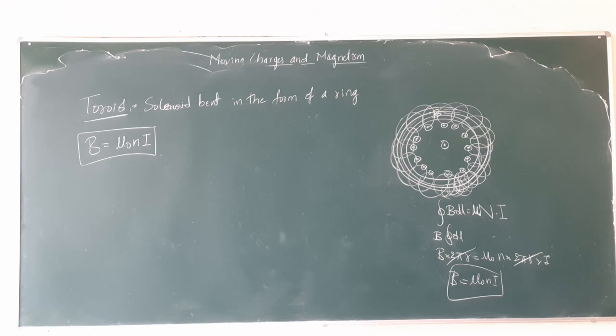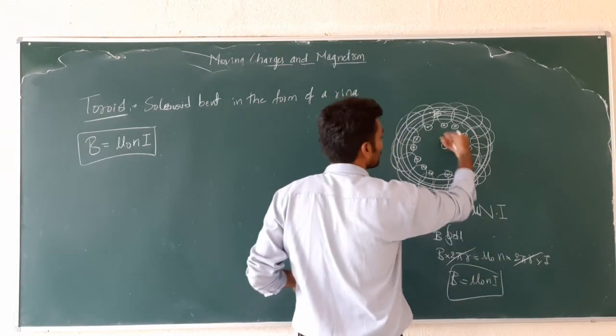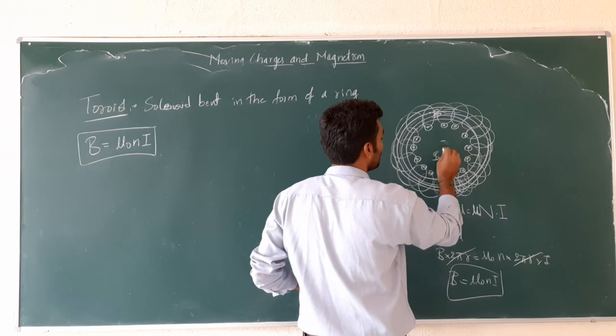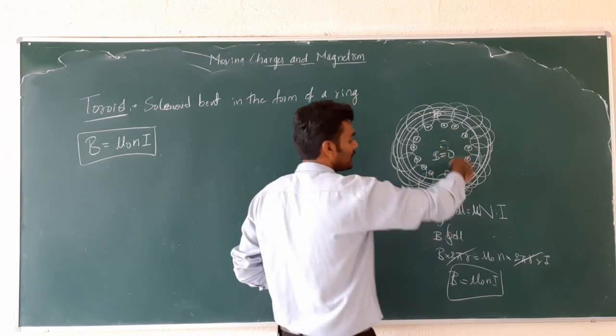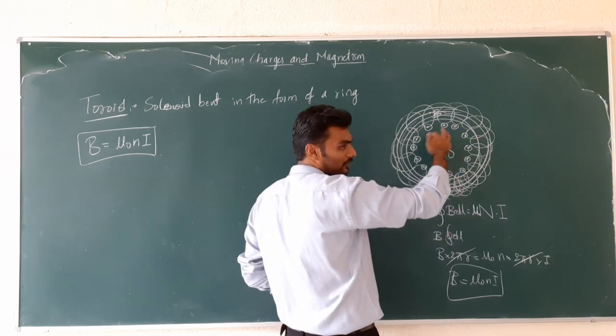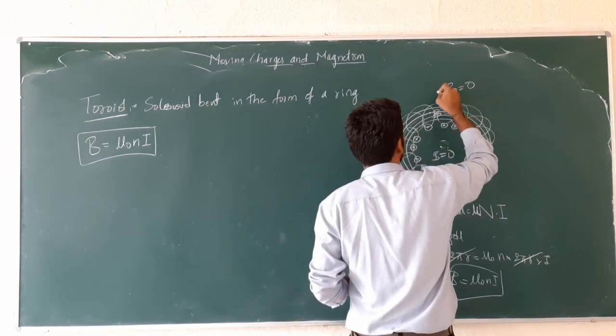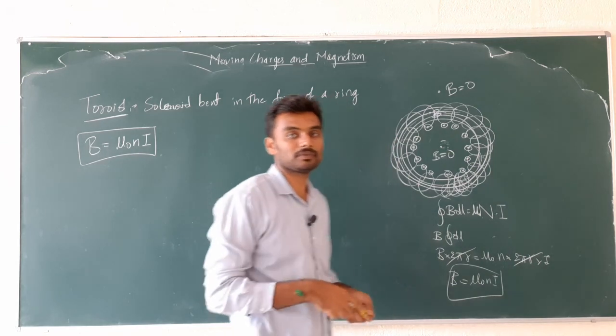So the question says, what is the magnetic field in the space interior of the toroid? In the space interior of the toroid, the magnetic field is 0. Even when you go out of the toroid, there also the magnetic field is 0.